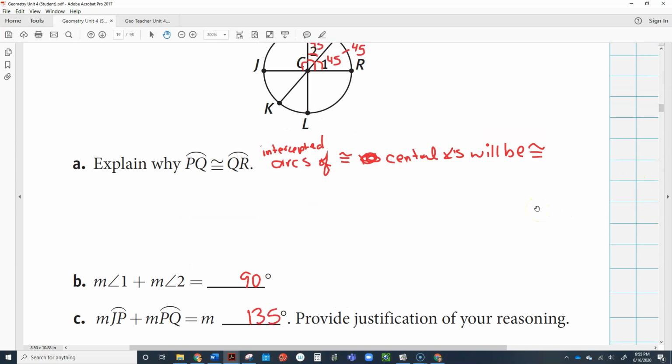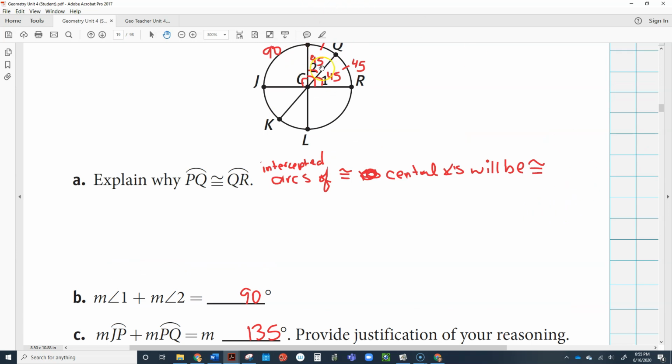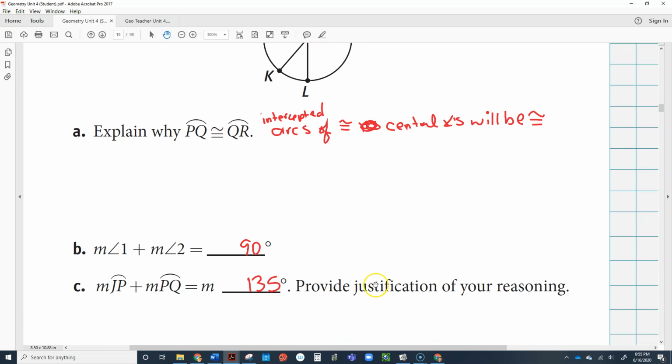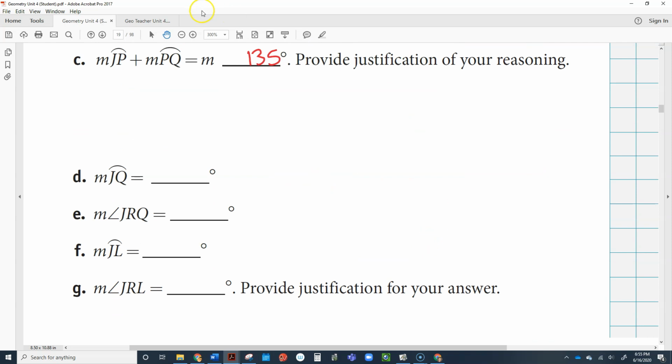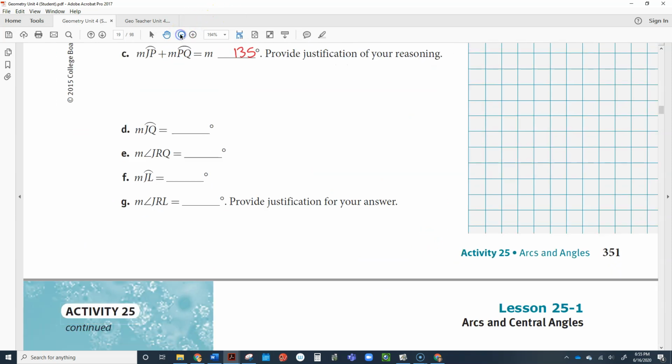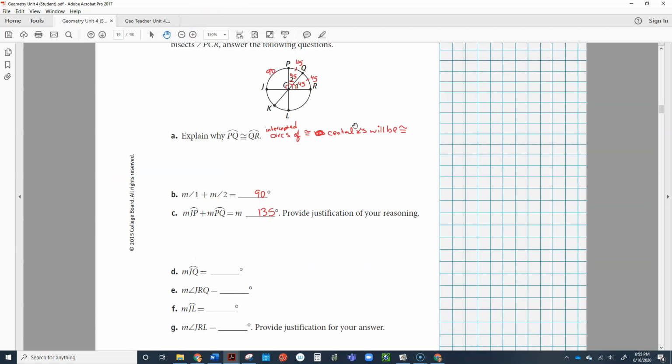Please justify your reasoning. Well, the angle addition postulate allows me to add these two angles together because they're adjacent to each other. So 90 degrees plus 45 degrees will give me angle JCQ. That's 135. The intercepted arc of angle JCQ is 135. You can add arcs together just like you can add angles. Okay, I'm going to make this smaller so we can maybe see the picture at the same time that we're trying to work the problem.